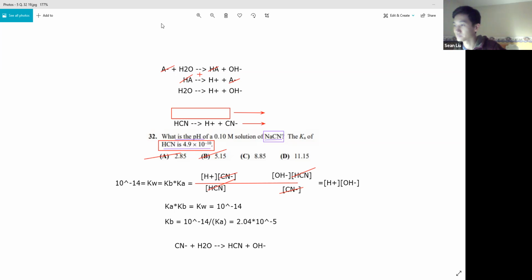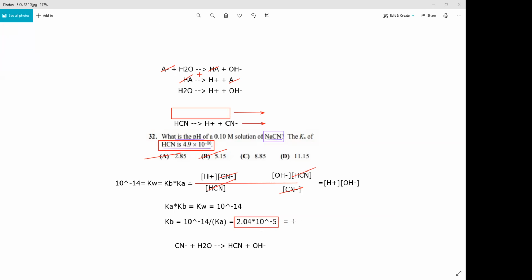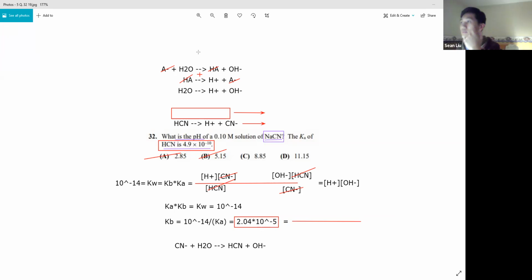So now we have Kb. And I believe we wrote a Kb expression already, so let me just move that over. Putting down, I have a question. Yep, go ahead. So wait, did you just divide 10 to the negative 14 by 4.9 times 10 to the negative 10? That's exactly what I did. I'm just moving this back down. All right.